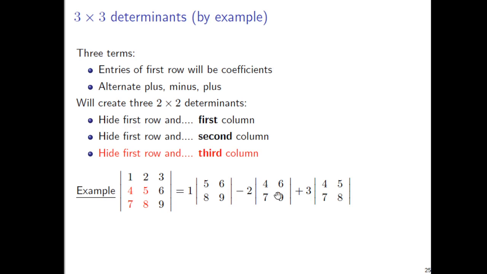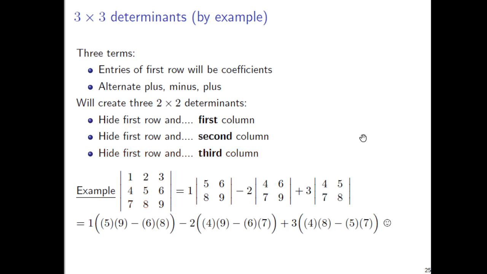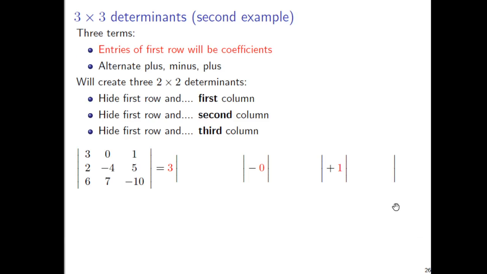Now we just need to do the computation. I appealed to the 2 by 2 determinants we had computed, and here they are. I didn't even bother simplifying. So 5 times 9 minus 6 times 8, and then over here 4 times 9 minus 6 times 7, and then over here 4 times 8 minus 5 times 7. So there it is. This is now a scalar. I just didn't feel like simplifying any further.